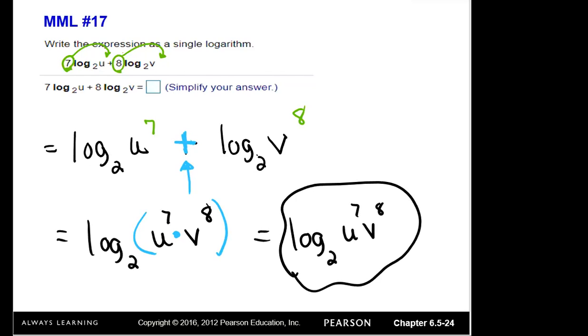Whenever I used to write these out myself, I always use parentheses just to make sure I knew it was the log of all that mess and I didn't accidentally, you know, lose somebody along the way. But that's an Aprilism. That's something I did. You don't have to.